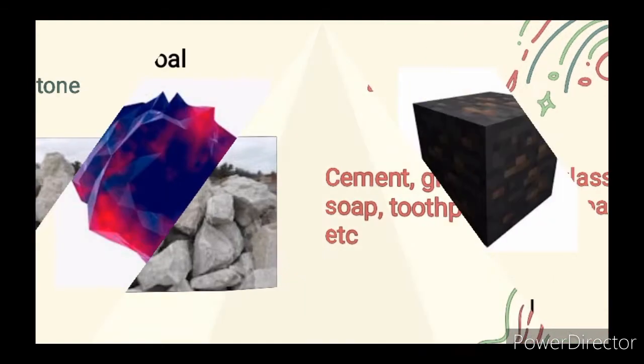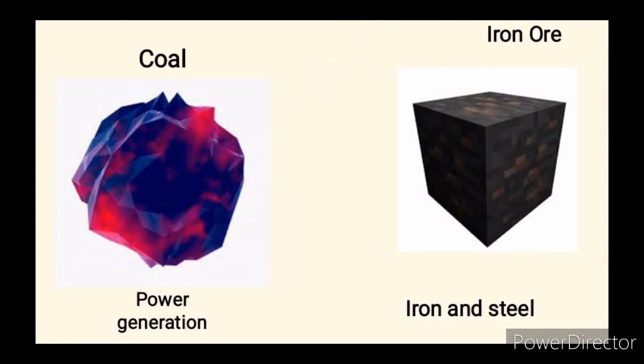All right, and then again we have coal. Coal can be used to generate power, we can get tar from coal, and coal can be found in Enugu, Imo, Kogi, Delta, and Plateau.